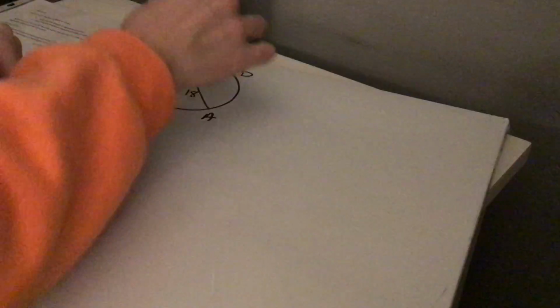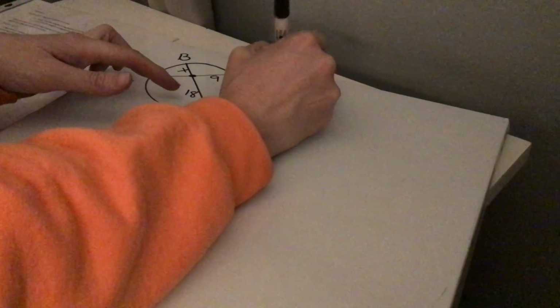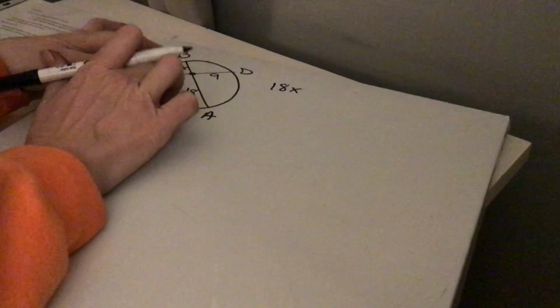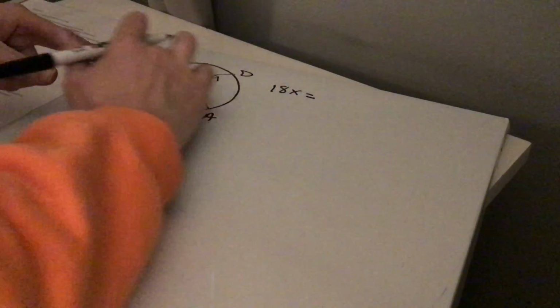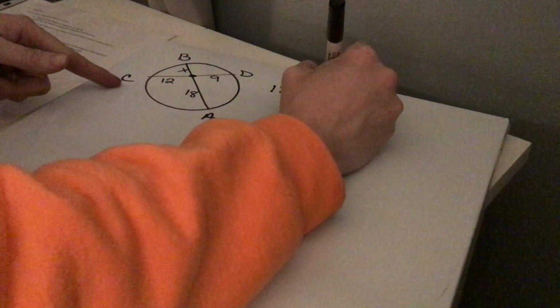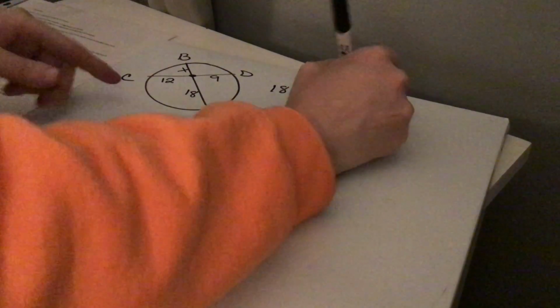So it says for chords that the product of the segments is equal to each other. So this tells us that, we don't know what that point is, okay? So this would be 18 times X, because that's the part of segment AB, or chord AB, is equal to the product of the parts of CD, so 12 times 9.